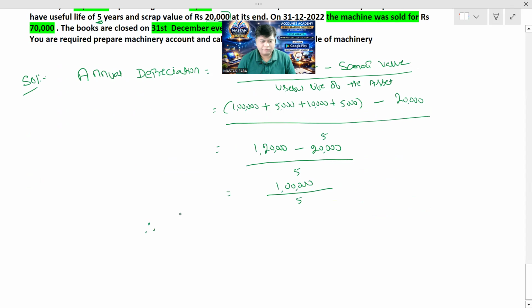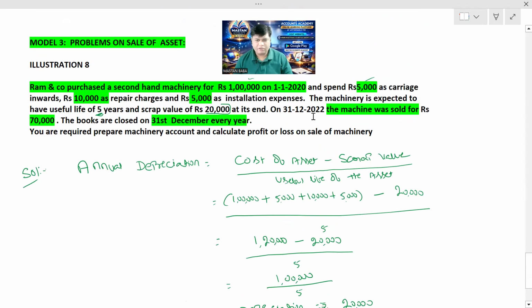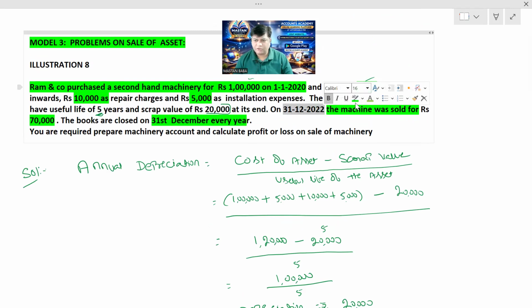So therefore, annual depreciation is equal to 1 lakh divided by 5. You'll get how much? 20,000 rupees. So therefore, annual depreciation is how much here? 20,000 rupees. So this is our calculation of annual depreciation. So the dates will be 1/1/2020 bought and 31/12/2022 sold. So please do remember these two dates here, students. 1/1/2020 bought and 31/12/2022 sold. Okay. So let's go through the ledgers now.